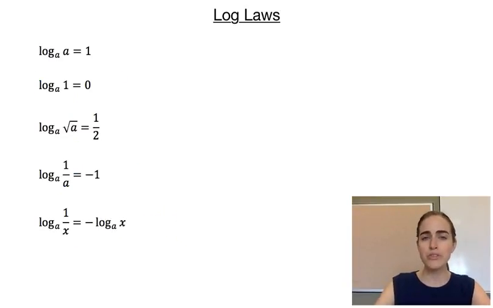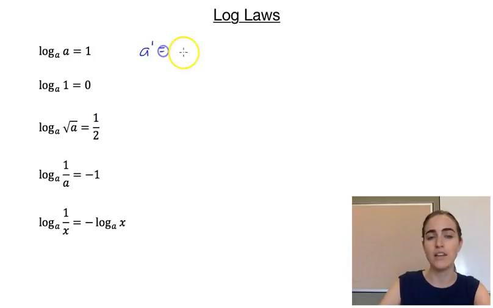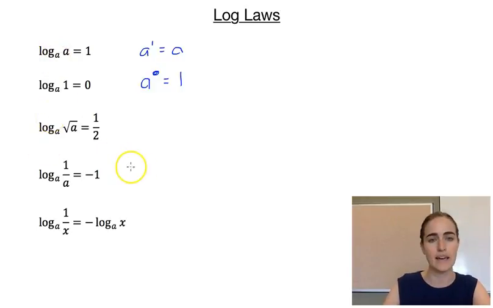There's a few other important things about logs that we need to be able to recognize. So we'll go through a few of them. So we've got log to the base a of a is equal to 1. And the reason that that's true is because a to the power of 1 is equal to a. Our next one is if we have log to the base a of 1, that's equal to 0. And that's because anything to the power of 0 is equal to 1. So these a's can represent numbers. It doesn't matter what numbers they are.